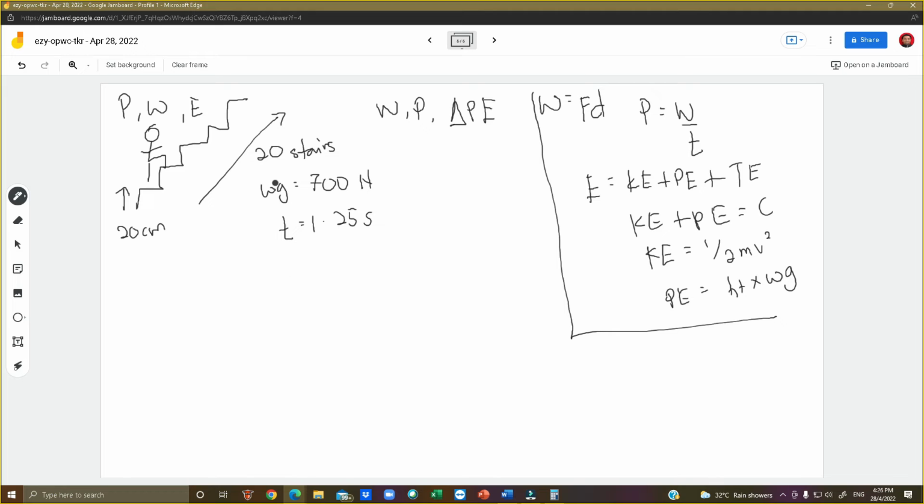Okay, sila selesaikan. Saya bagi satu je tips kat sini. You need to find out the height dulu. Berapa dia punya height? Equals 20 cm times 20 steps, resulting in 400 cm or 4 meters. Sekarang kamu dah ada weight, kamu dah ada time, kamu dah ada height. So you can calculate all of this. Silakan.